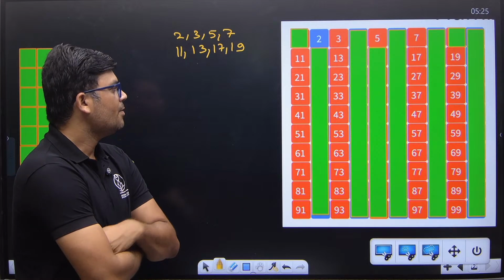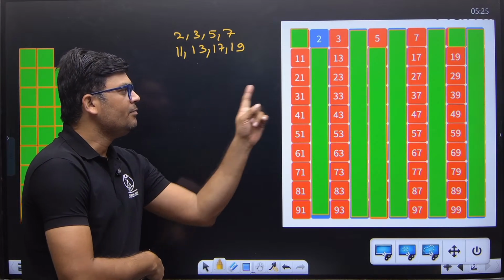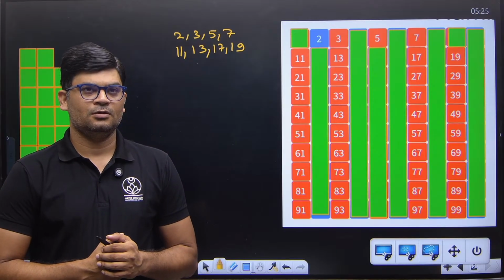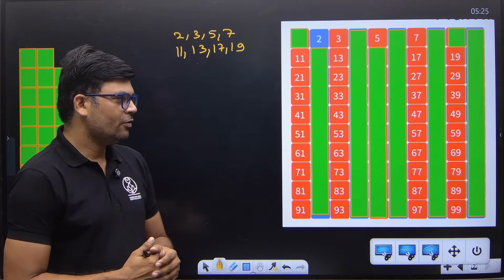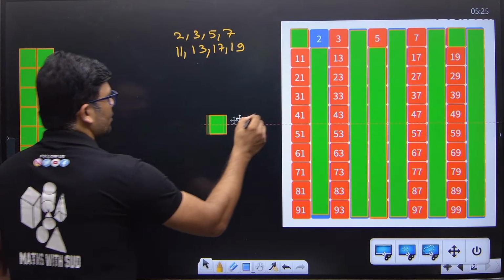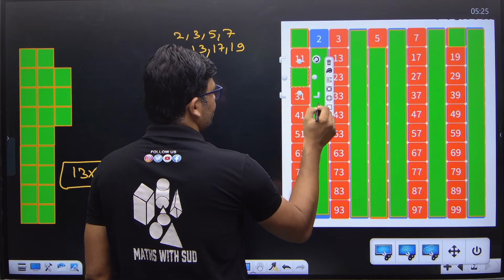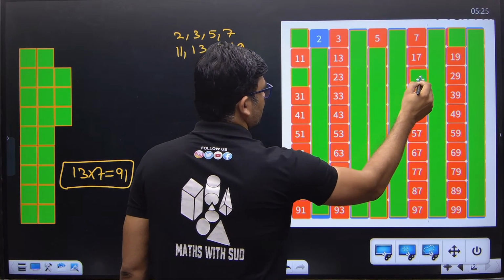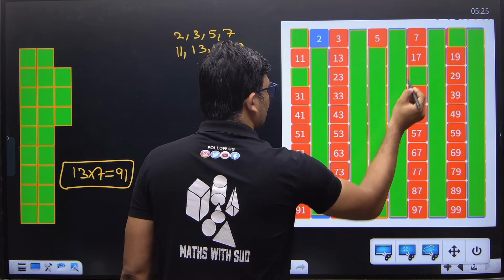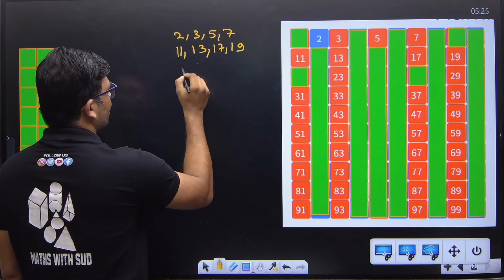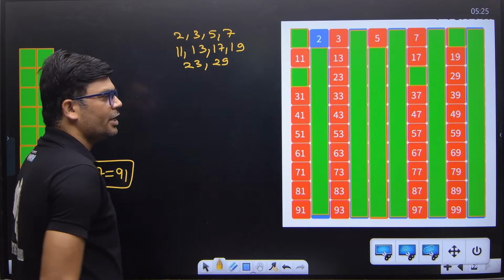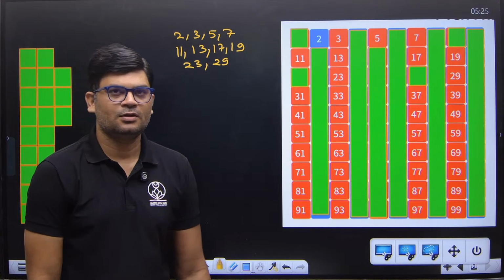Okay. Coming to the third row, can you tell me the 2 numbers which are divisible by 3 quickly? 21 and 27. Very good. So you can cross 21 and 27 because they can't be prime numbers. They are divisible by 3. So the remaining numbers are prime numbers. You are left with 23 and 29 because they are not divisible by 7 as well.